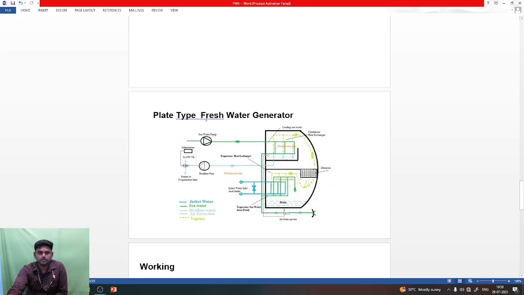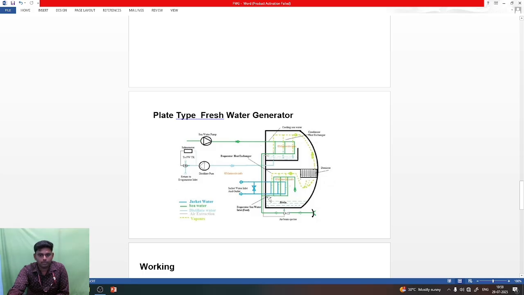First the seawater goes to the condenser, then it goes to the air brine ejector. On the condenser side the seawater gets a little hot, and after that it goes to the air brine ejector. Between them there is one line, and this line goes to the evaporator.